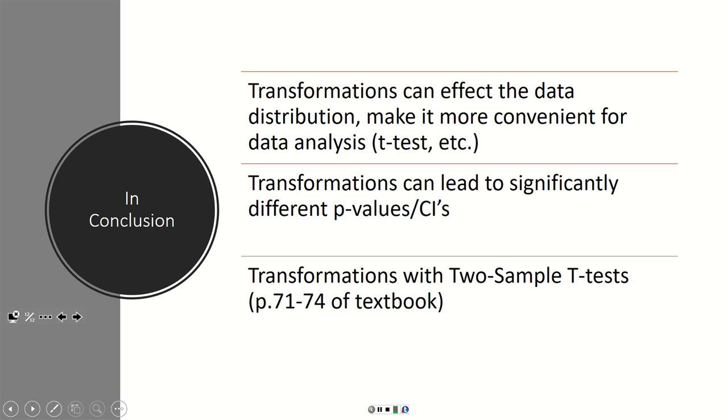So in conclusion here, transformations, as we saw, can affect the shape of a distribution and make it easier for data analysis, whether it's a t-test or some other, like maybe a permutation test. And transformations can lead to significantly different p-values and confidence intervals, and again make our conclusions or rejections a little bit stronger based on a little more evidence. And for this presentation, I looked at specifically one sample t-test, but our book goes over two sample t-tests and log transformations and some of the statistical analysis tools we can use along with that. So I think it's something worth checking out.